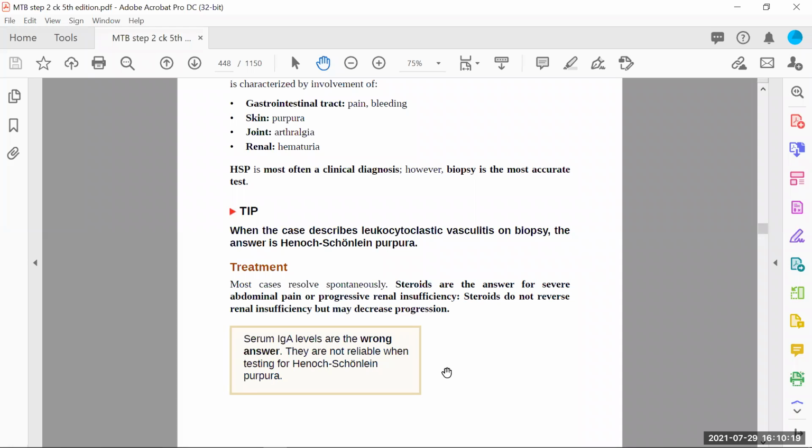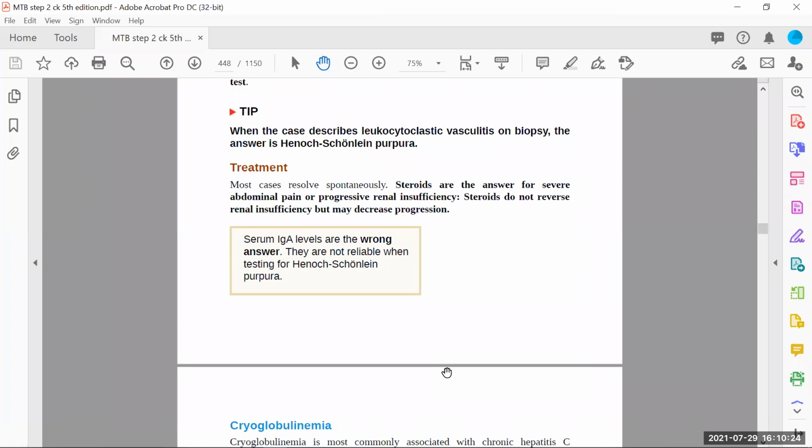Now, serum Ig levels are the wrong answer. They are not reliable when testing for this. So, of course, we will not go for any immunoglobulin. It's not an autoimmune disease. It's just a vasculitis. There, we will see inflammation of the vessels and lysis of the vessels occurs. There will be bleeding, and that bleeding we can easily appreciate in the form of purpura, especially in the form of hematuria or maybe melena.